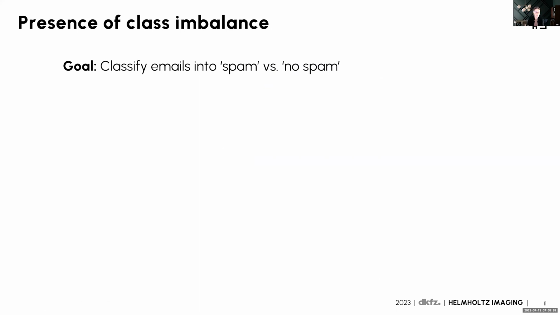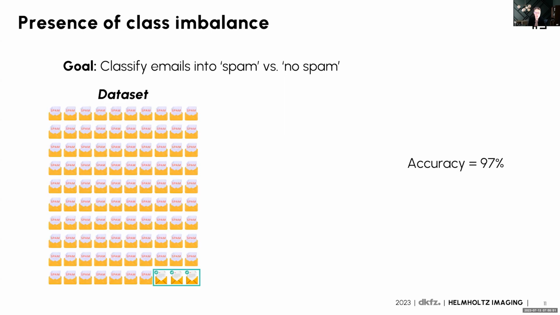And let's say we have a quite simple problem, like a binary classification into an email, spam versus no spam. So it's nothing fancy. This is our data set that we have here, and we compute our algorithm with an accuracy of 97%. And you think, yeah, that's a great score.